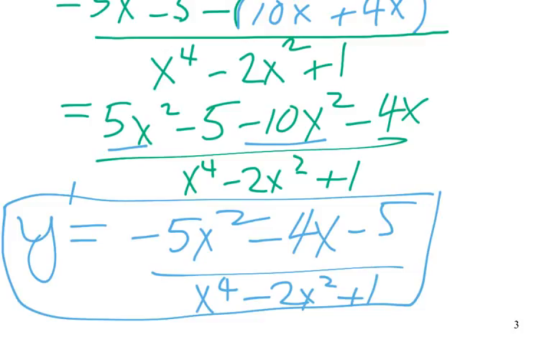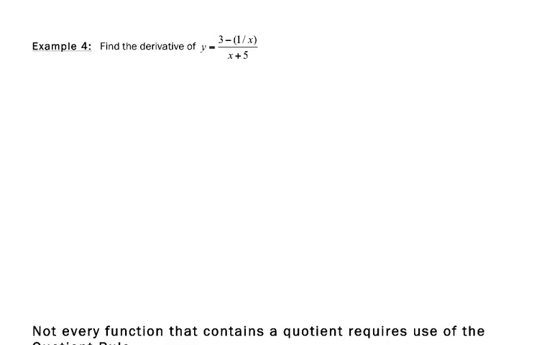All right, I think that we are ready to move on to example 4. All right, example 4. Looking at example 4, we have in the numerator 3 minus 1 over x.